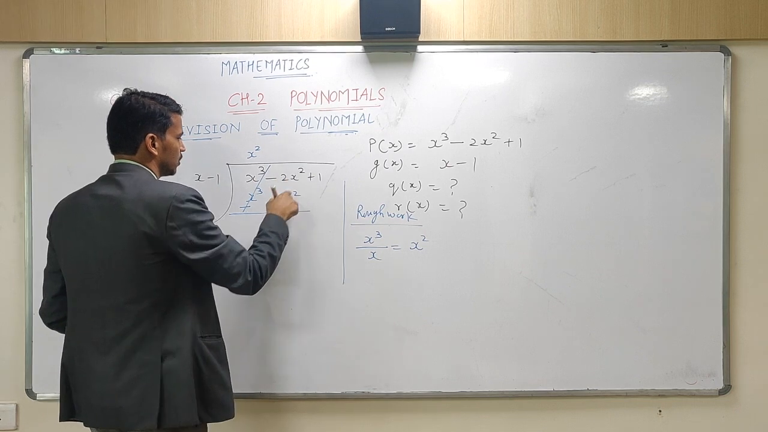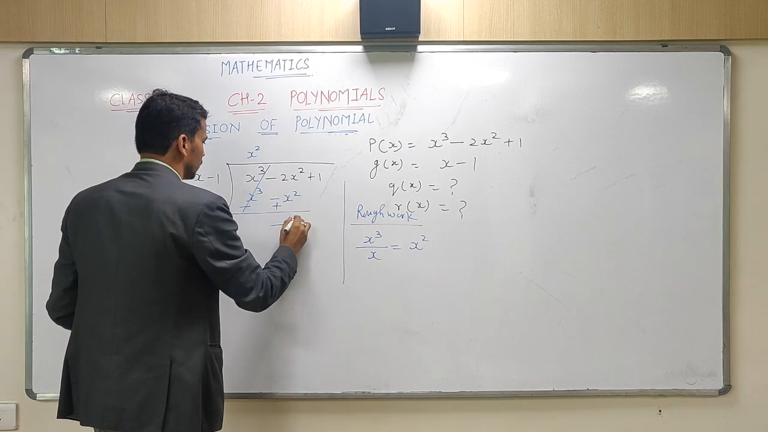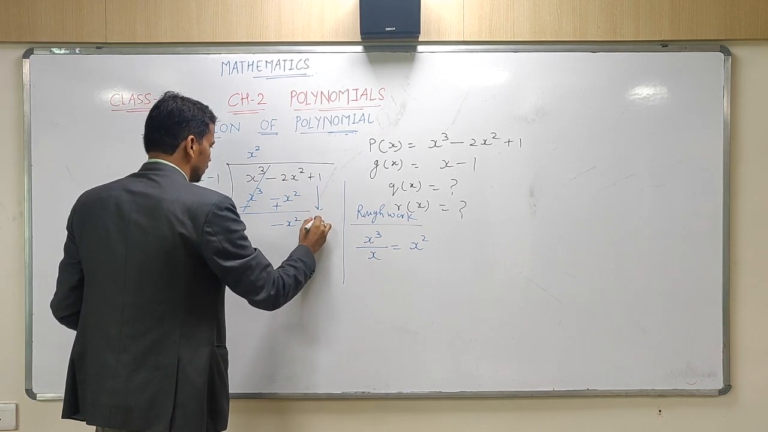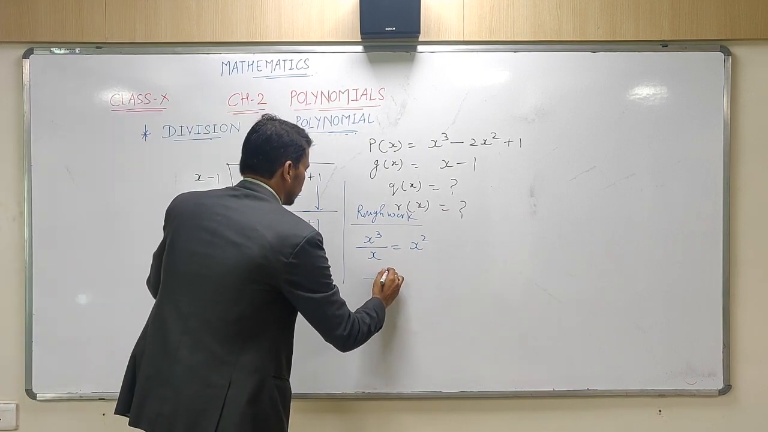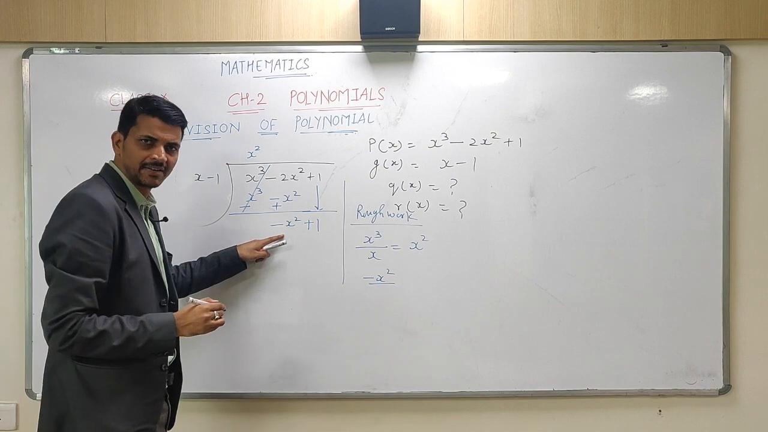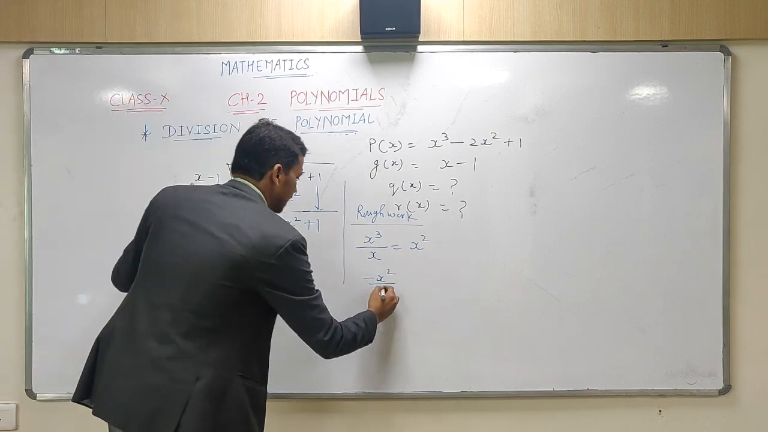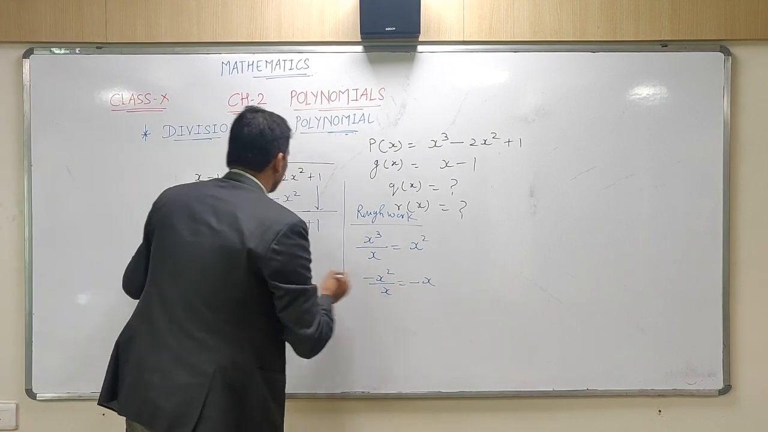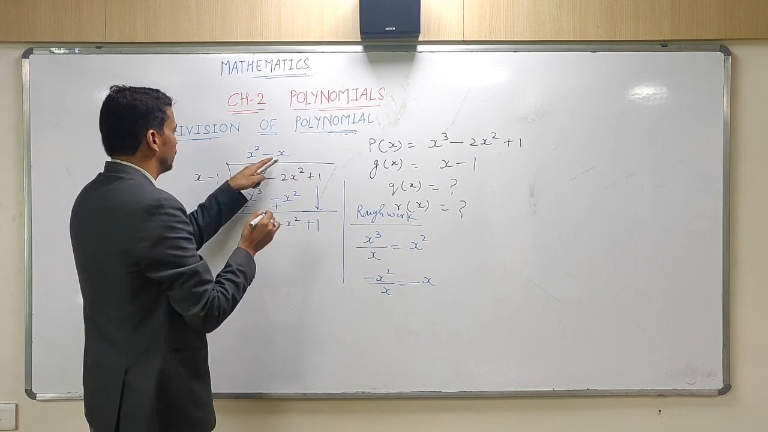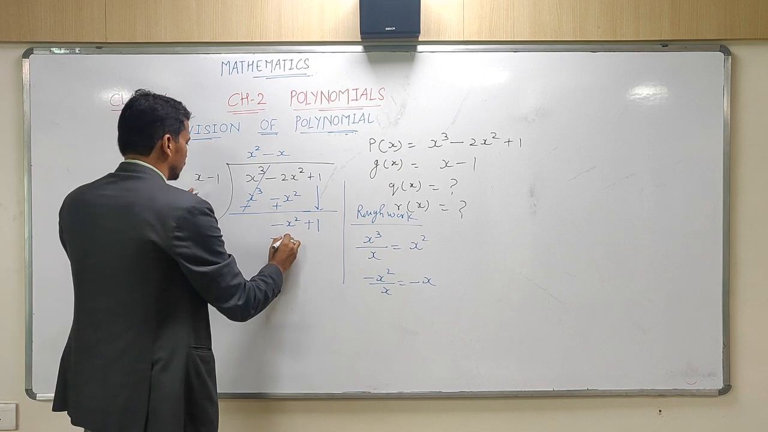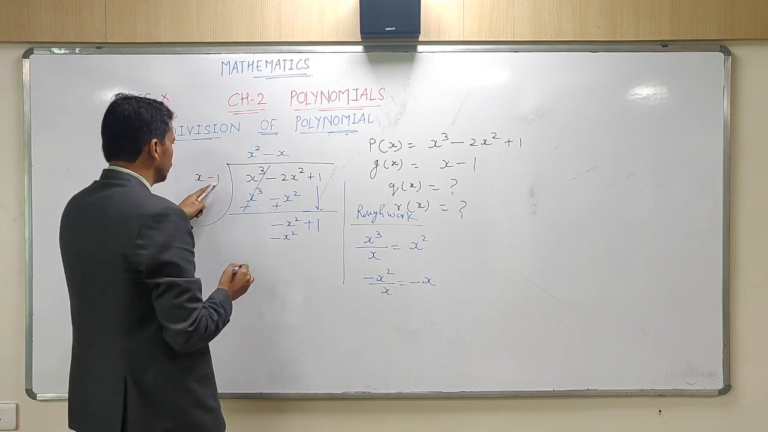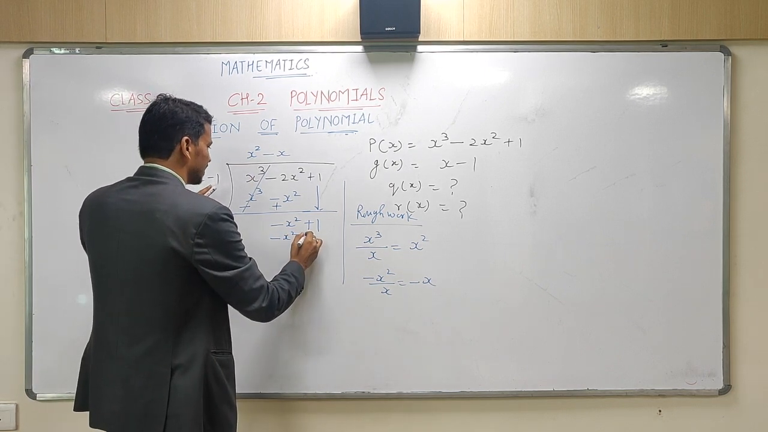Now, minus 2x square plus x square will be minus x square, and take down the plus 1. Now minus x square we consider as the first term in the dividend, divide by x again, and you will get minus x, that is the next quotient. Multiply again this minus x with the divisor: minus x into x will be minus x square, and minus x into minus 1 will be plus x of course.